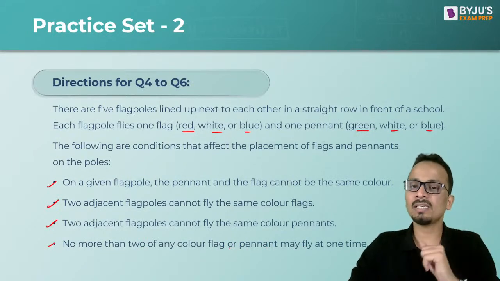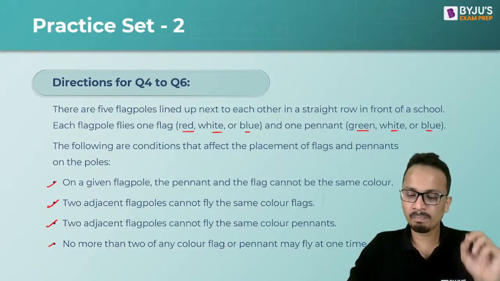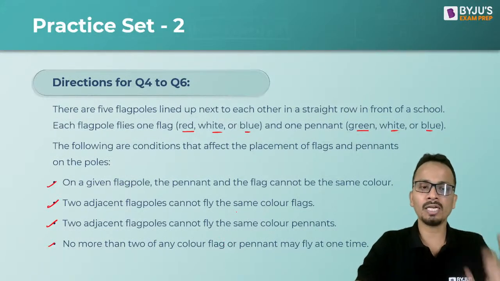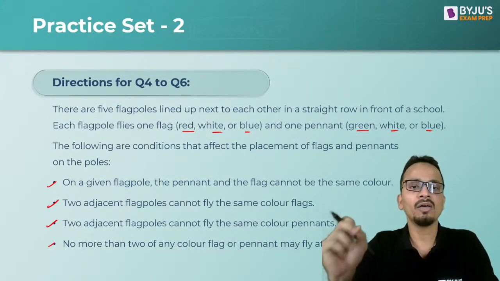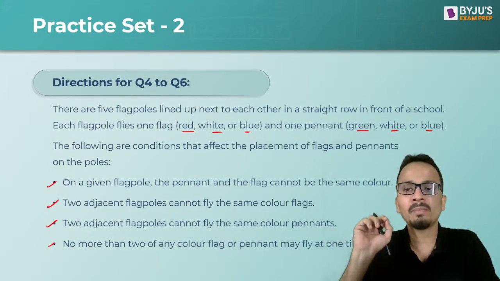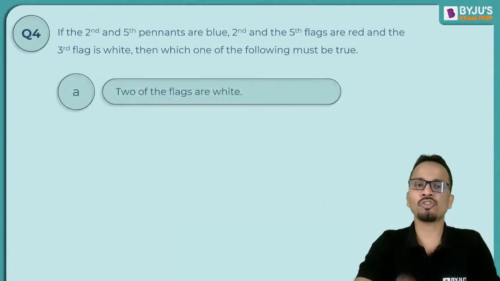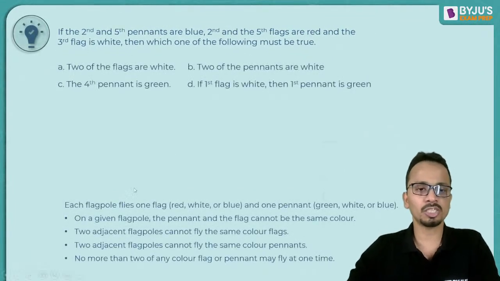So दो से ज्यादा सेम कलर के फ्लैग नहीं होने चाहिए, दो से ज्यादा सेम कलर का पेनेंट नहीं होना चाहिए. Alright, so these are all conditions that we'll have to follow. Now flagpoles are red, white or blue and pennants are green, white or blue. Let's move on to the first question related to this set, which all of you have seen. So let's get into the discussion.